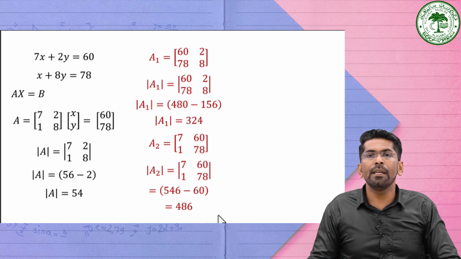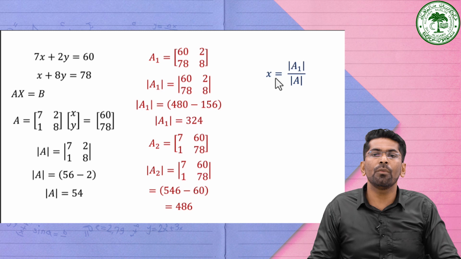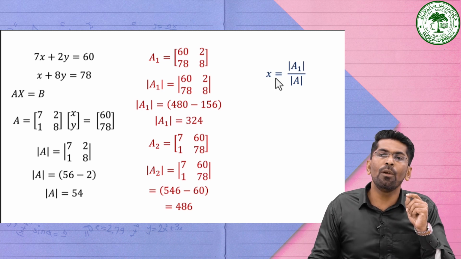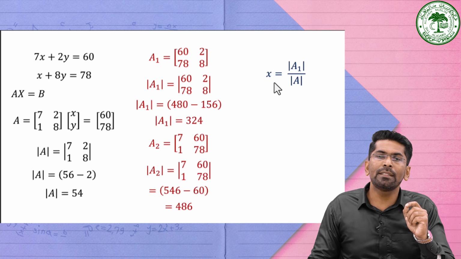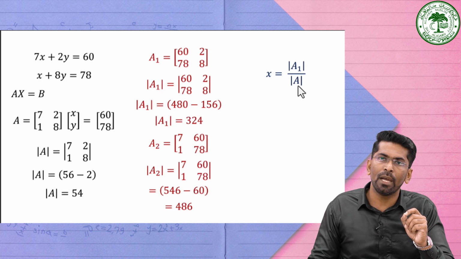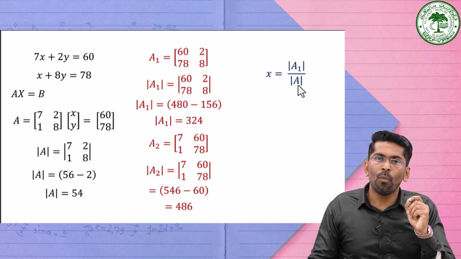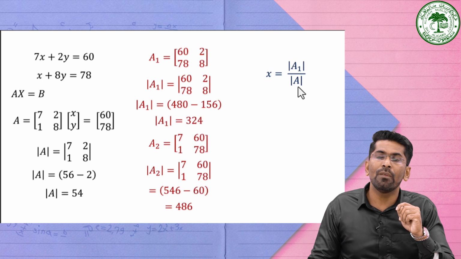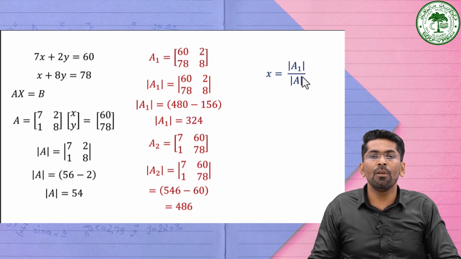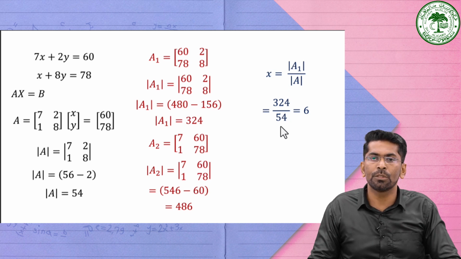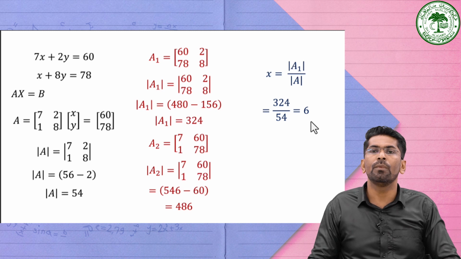Now after getting the determinant values, the next step is to find the values of the unknown variables x and y. See here, x is equal to the determinant value of A1 divided by the determinant value of A. Similarly, y is equal to the determinant value of A2 divided by the determinant value of A. So here the determinant value of A1 is 324, divided by the determinant value of A, which is equal to 54. So 324 divided by 54 is equal to 6.